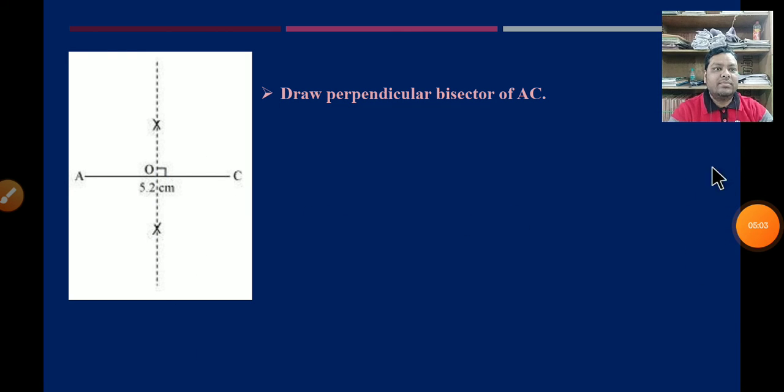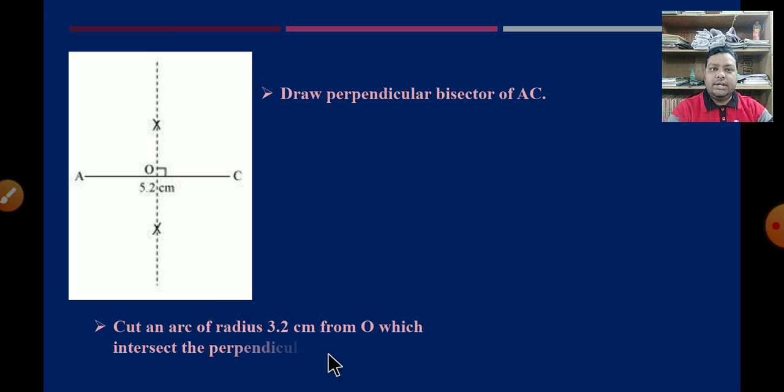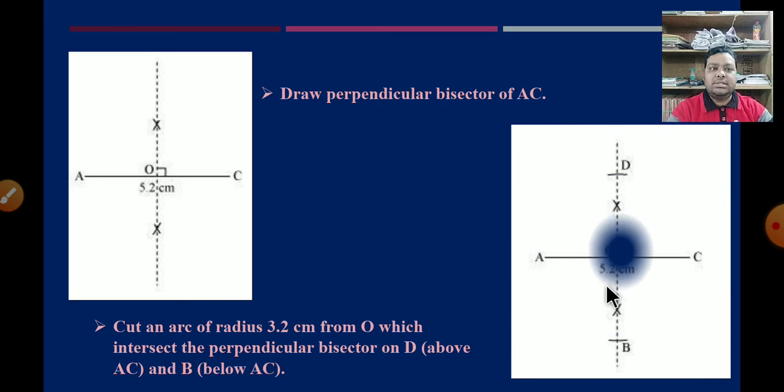Now here you can see that I have drawn the perpendicular bisector. I have cut it also like this. So we have measured in the previous slide 3.2 centimeter, half of 6.4. So again we will keep the pointer at O, and we will cut an arc of 3.2 centimeter from O above the line and below the line. You can see, cut an arc of radius 3.2 centimeter. Now you can see here like this we have cut it.